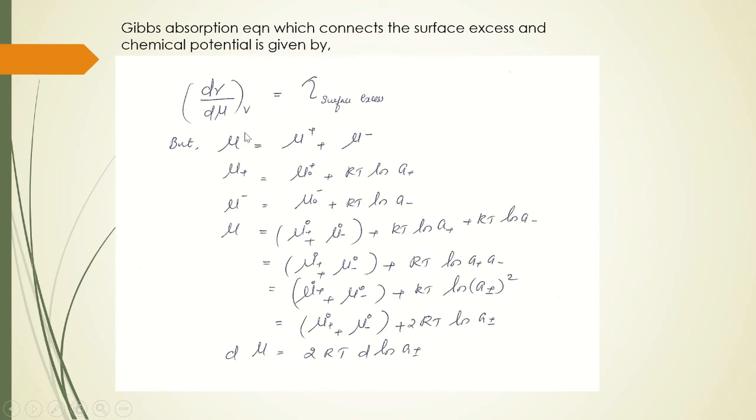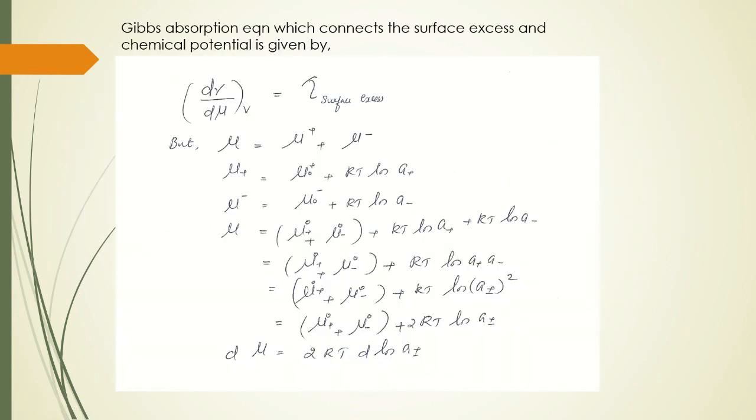We know that the chemical potential mu is equal to mu plus plus mu minus, the chemical potentials of both cations and anions, and mu plus is equal to mu 0 plus RT ln a plus, where a plus is the activity of the corresponding ion, and similarly for mu minus. We may take the total chemical potential mu as the sum of mu plus and mu minus, and after solving this equation and rearranging, taking the differential of this chemical potential, d mu is equal to 2RT d ln a plus or minus.